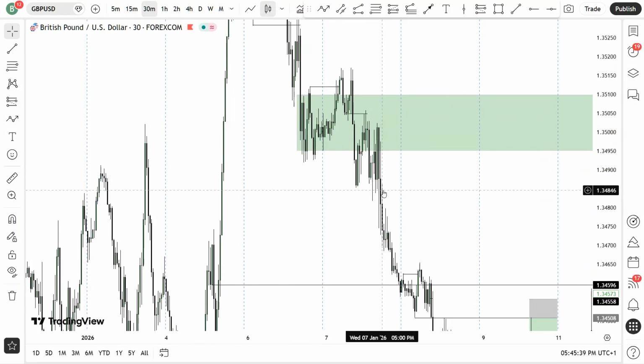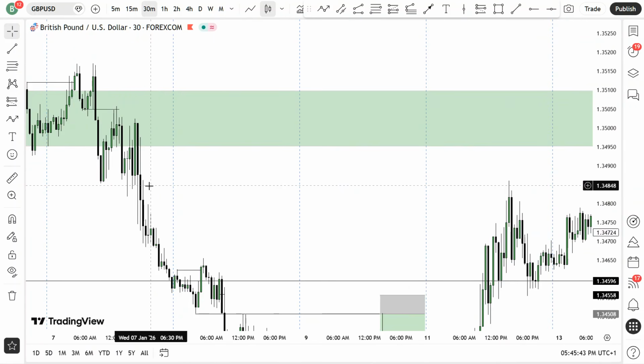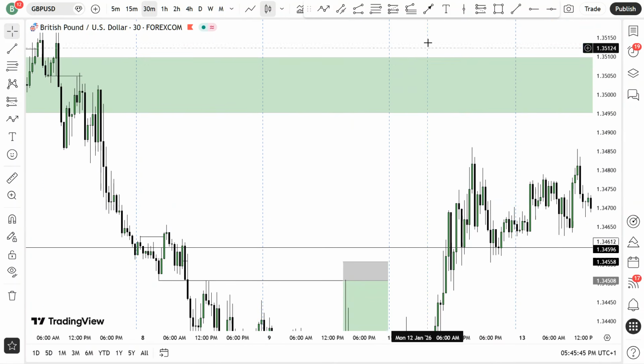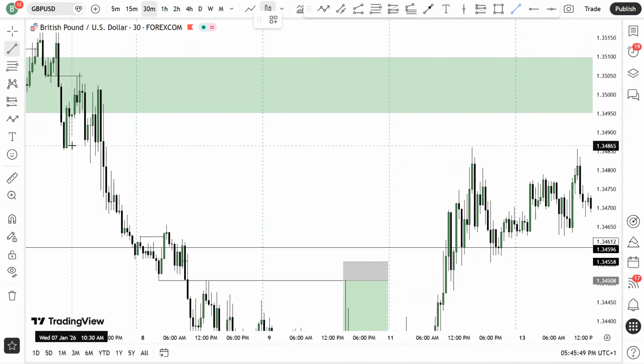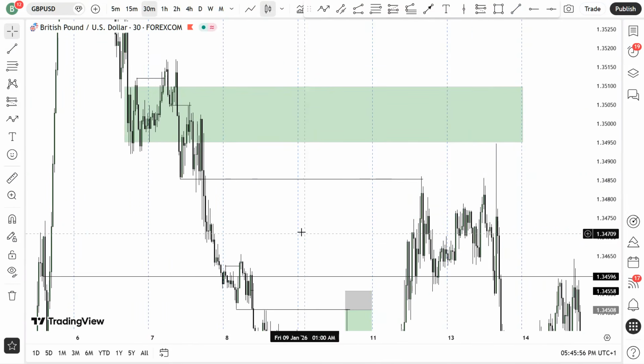Where do you expect to enter? You expect to enter the neckline, right? This is a neckline. If the neckline fails, where do you expect to enter again? This is a neckline or something like here. You expect to start shorting from the neckline.